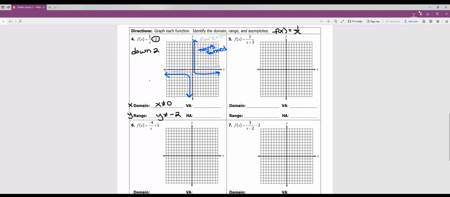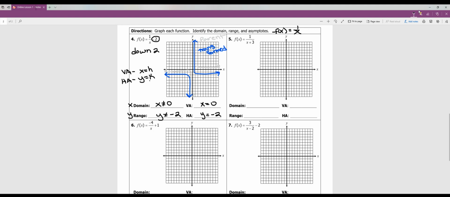Now, our vertical and horizontal asymptotes. Remember, our vertical asymptote was when x is equal to h, and our horizontal asymptote is when y is equal to k. Now, because I don't have anything in the bottom of my reciprocal function, I don't have an h. So that means h is 0. So my vertical asymptote is going to be at x equals 0. Then remember, k is that number on the outside, and k here is -2. So my horizontal asymptote is y equals -2. And that wraps up number 4.